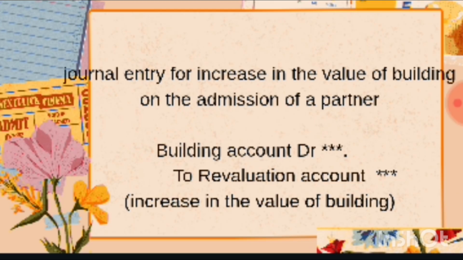So the journal entry for increase in the value of asset. Building is one of the fixed assets. If the value of asset increases, then the journal entry will be building account debit to revaluation account. So revaluation account is one of the ledger accounts. Under this ledger account, it has to be credited with building account for the increase in the value of building. So the narration will be increase in the value of building.